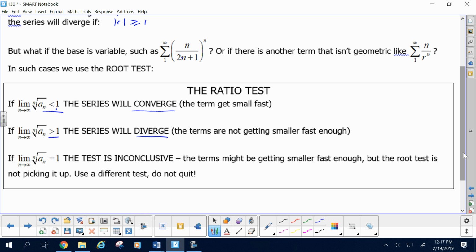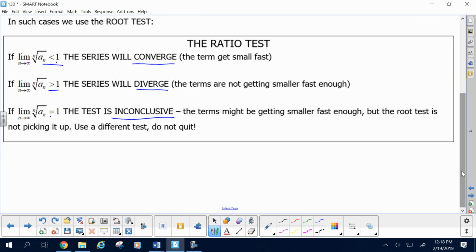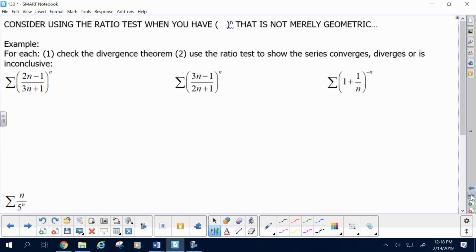Now here's the only slightly different thing than geometric. When the test equals 1, that's a bit of a gray area there, and the test is not diverging like we would think geometric would be. It's actually inconclusive. 1 is its own special case, and so you'd have to go back and use some other test. It's a measure of whether things get small fast enough. Let me show you how this might look.